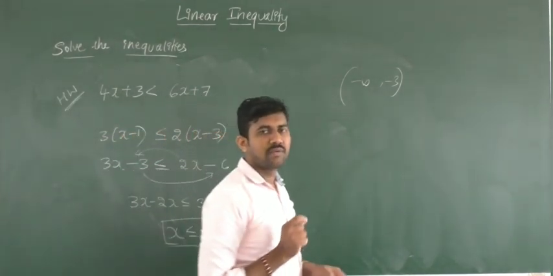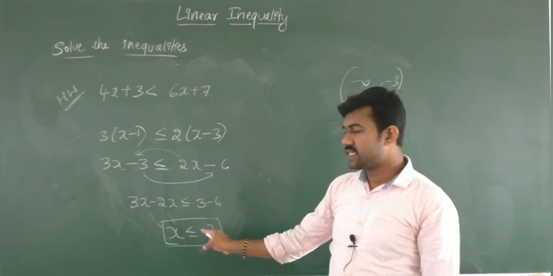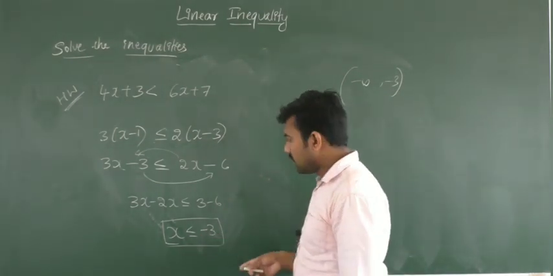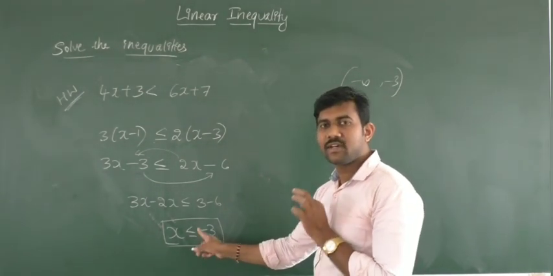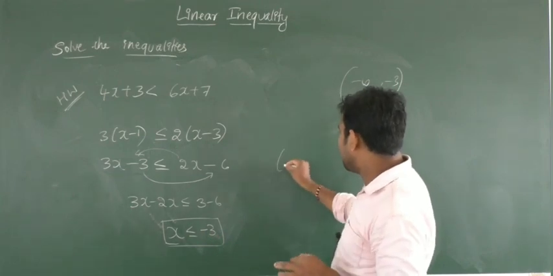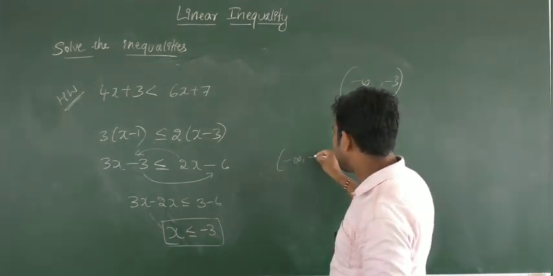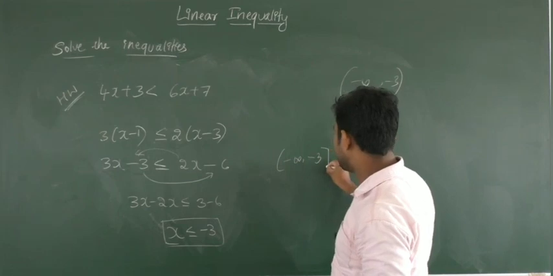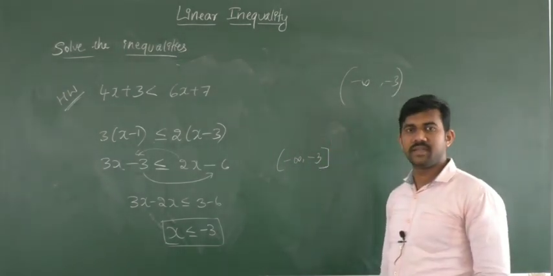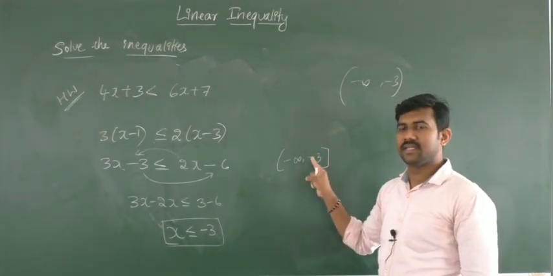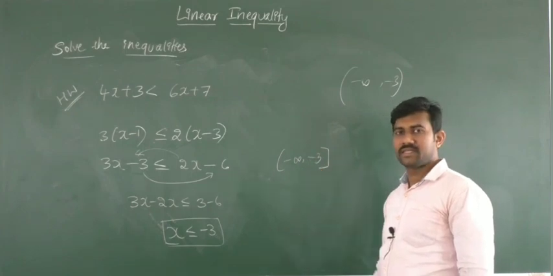So what is the solution set we'll get when x is a real number? The real numbers which are less than or equal to minus 3 are from minus infinity to minus 3 including minus 3. So closed at minus 3. X can be equal to minus 3, so include minus 3 here.